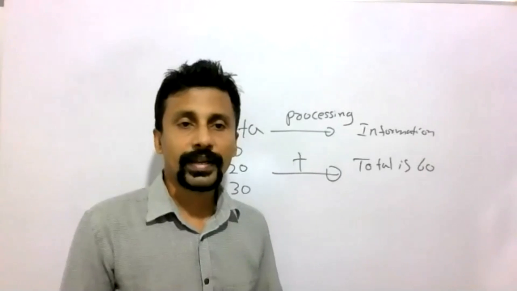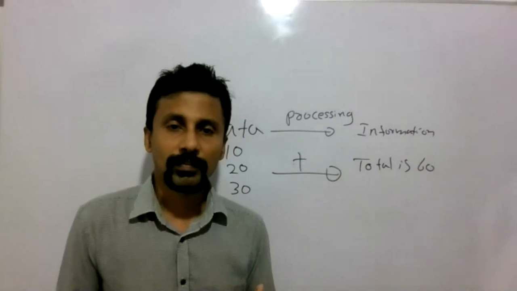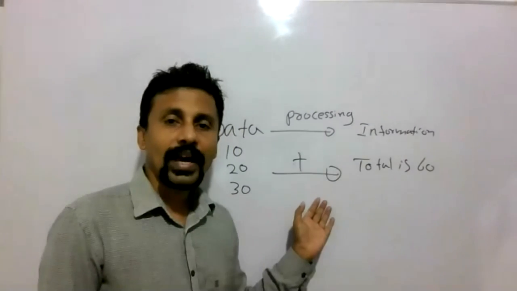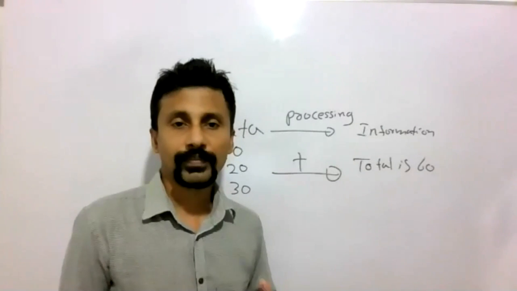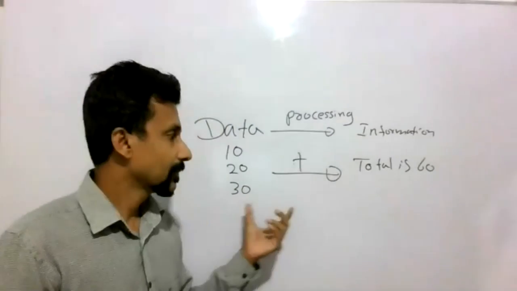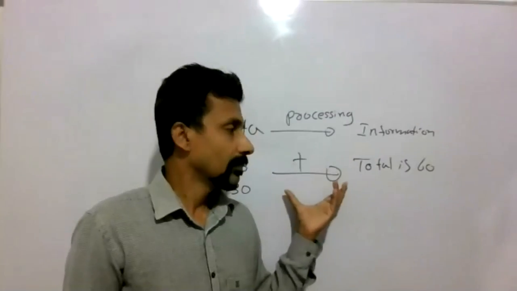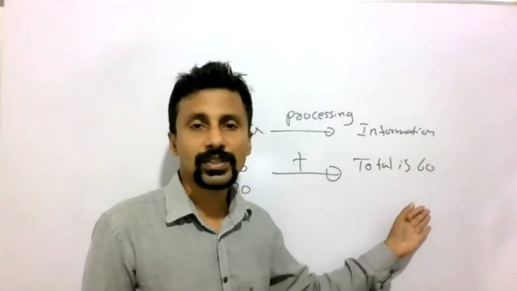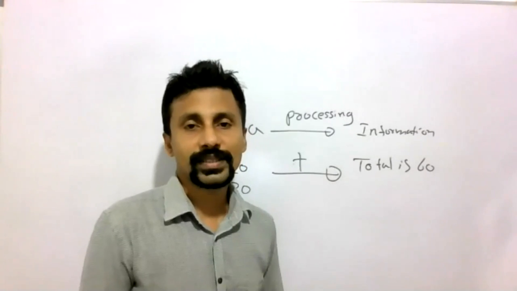You can take another example. In your school, you are getting marks for each subject. After finding the average, you are getting the rank, who is first in the class, second, like that. So your marks are data. After processing, that means finding the average, you are getting information, that is your rank. That is the basic thing when you are taking the information system even.